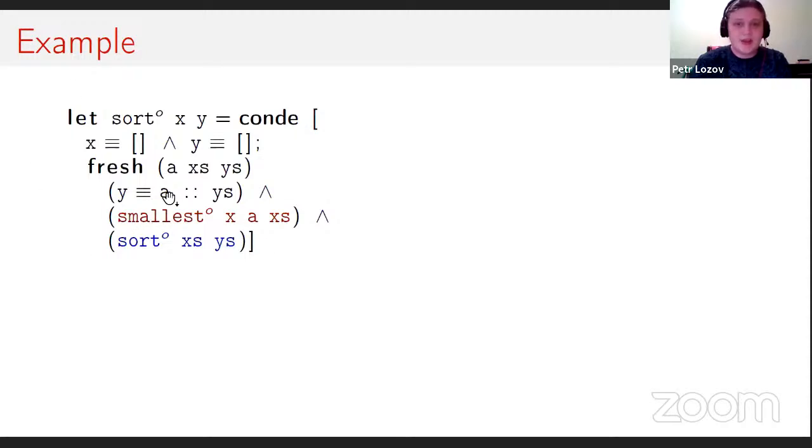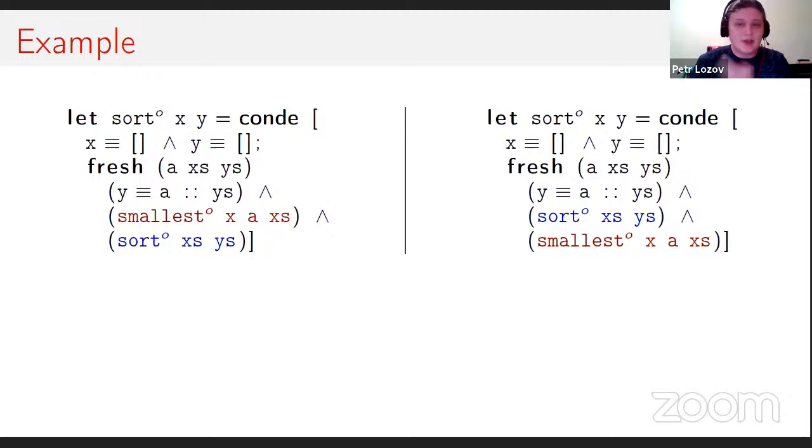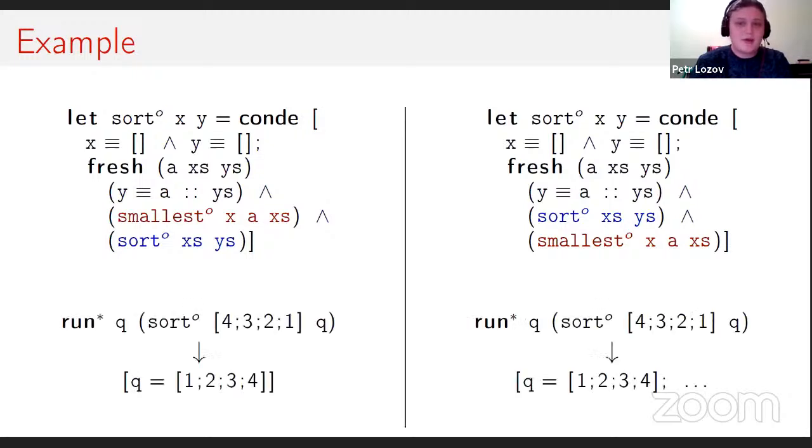In this relation, we have two nested applications, smallest and sorter. It's unclear which order of these conjuncts we should choose for better convergence and performance. So let's consider both orders for sorting a four-element list. The operation run is used to execute relational queries. This operation searches for the values of the query variable, in our case Q, for which the query is true. Run asterisk searches for all possible answers.